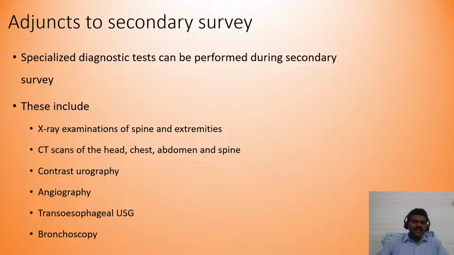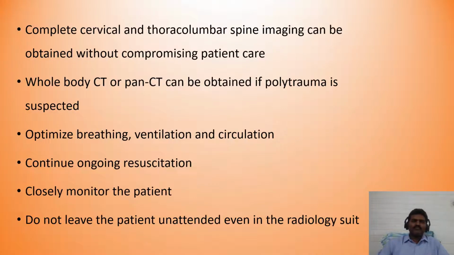As I told earlier, mesenteric angiography can be done, transesophageal echo to find out any cardiac contusions or pericardial effusions. Bronchoscopy can be done to look for any damage to the tracheobronchial tree. Complete cervical and thoracolumbar spine imaging can be obtained without compromising patient care in the ED itself, at the bedside. Whole body CT or pan CT has become the norm for diagnosing polytrauma in patients suspected with polytrauma.